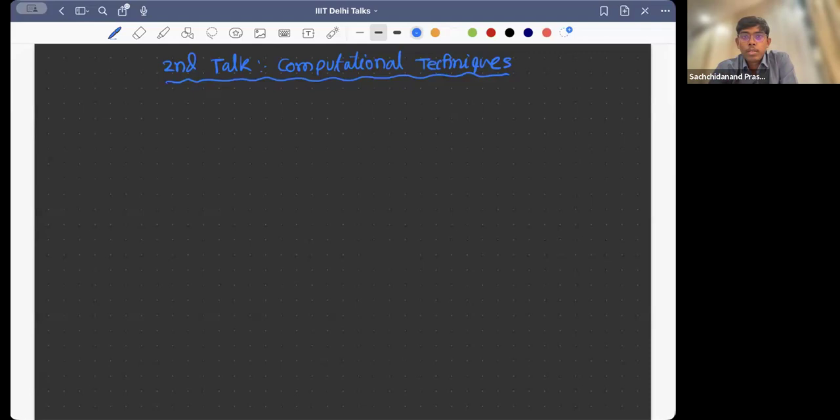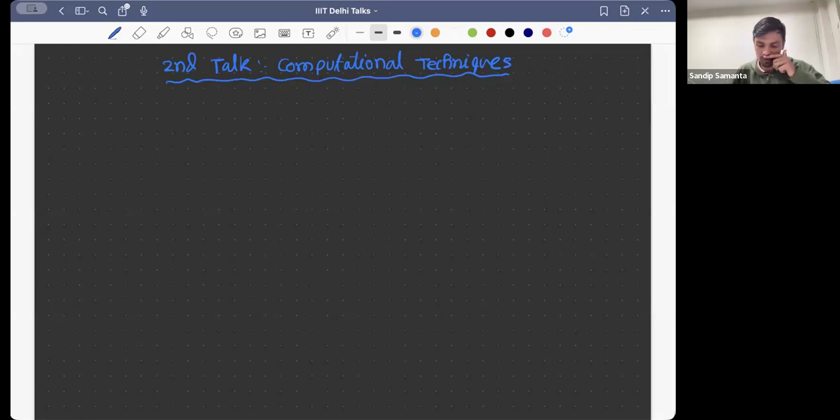Okay, thank you. So, as the title suggests, I'll start with some computational technique for the group that we defined last time, the group of self-homotopy equivalence for a given space.